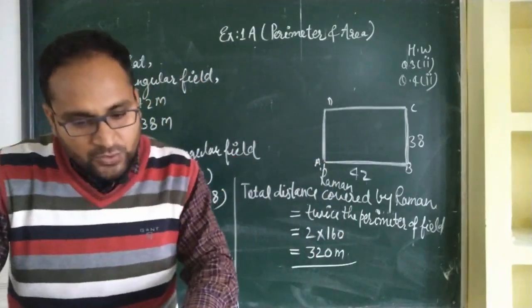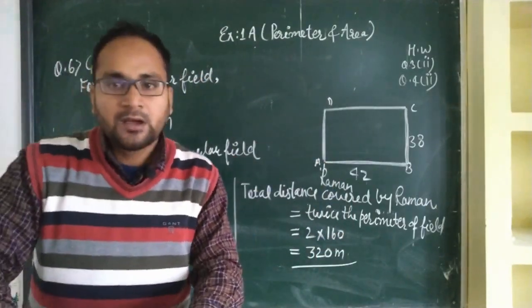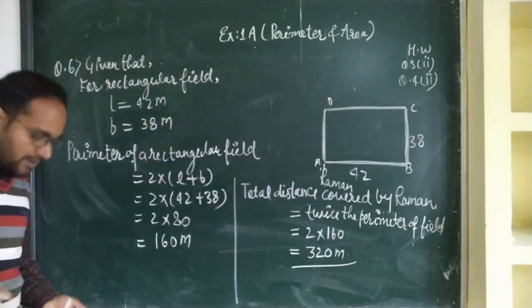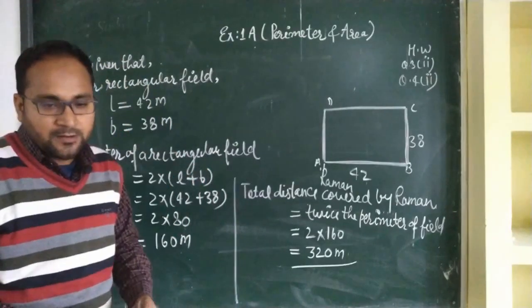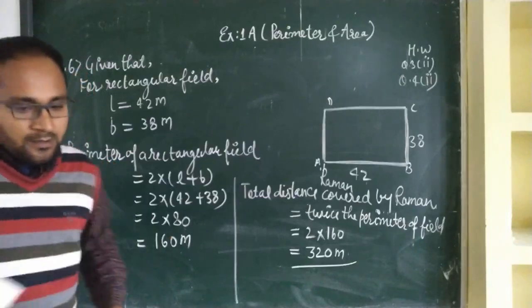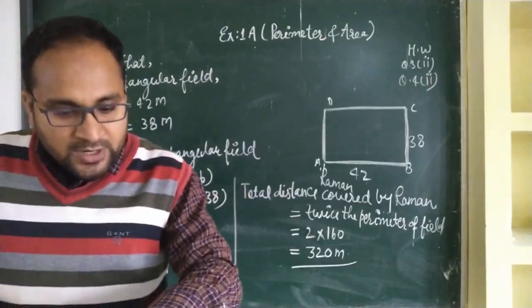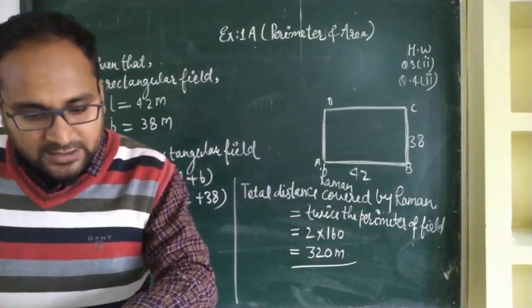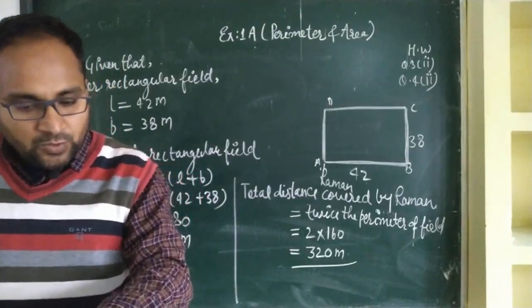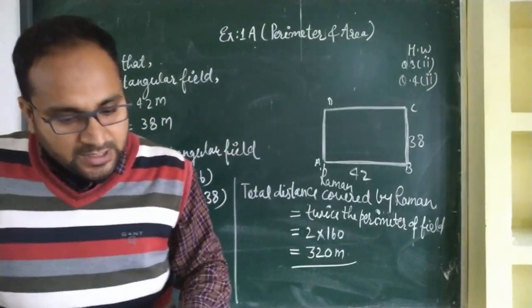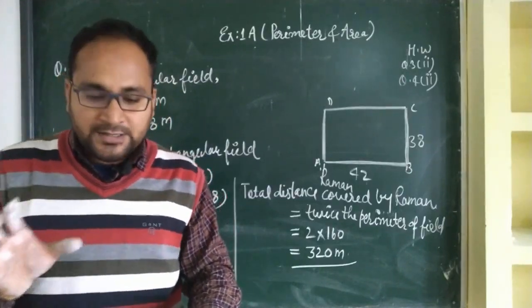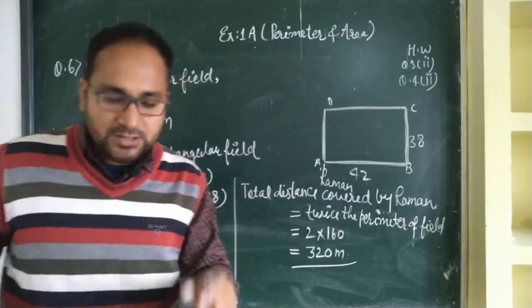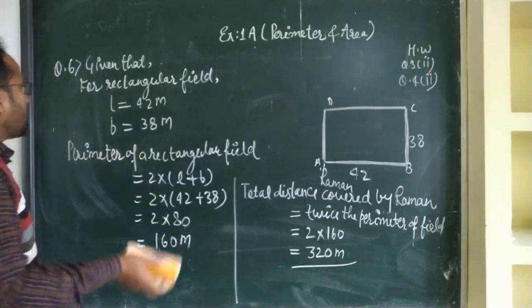Now question number 7. After that I am going to solve this question number 7, students. See this question number 7. Nupur runs around a rectangular field of length 30 meter and breadth equal to 22 meter. Krishna covers a square field of side 25 meter. Who covers a greater distance? Good question. See this one, question number 7.